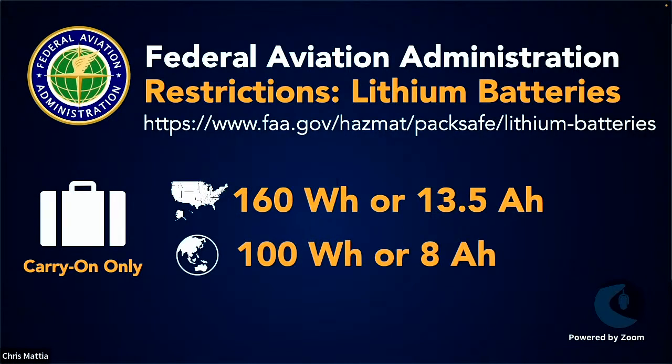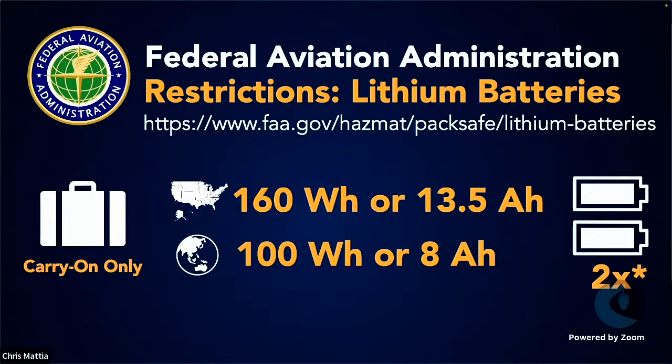Now, if you're doing international travel, the restriction is different. It's 100 watt hours or 8 amp hours of power that you're allowed to bring on an international flight. In the US, as long as you're below that 100 watt hours or 8 amp hours, you can bring as many of the batteries as you'd like. But if you fall into that category of 101 watt hours up to 160 watt hours, then you are restricted to bringing 2 of those batteries with you at a maximum.